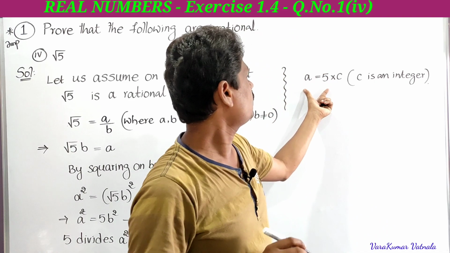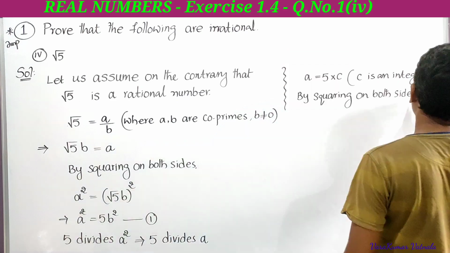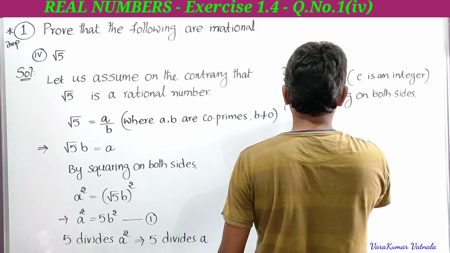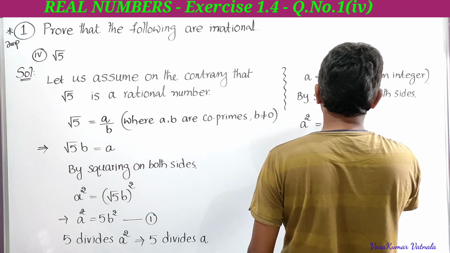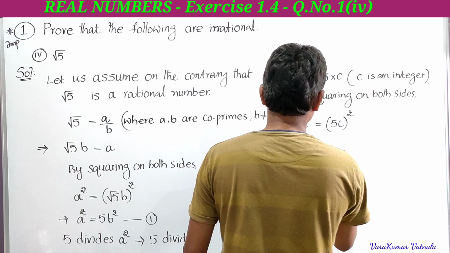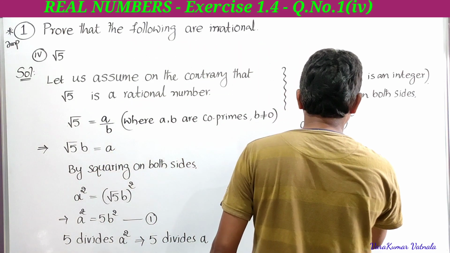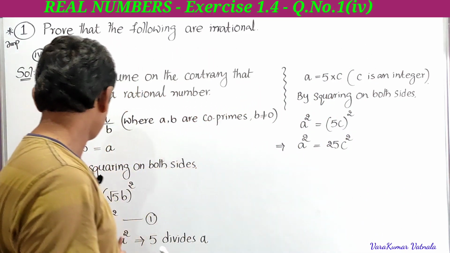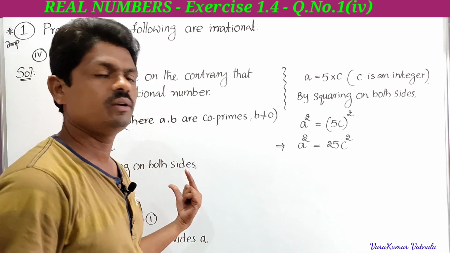Again, by squaring on both sides, on the left hand side we have a square. By squaring we get a square is equal to (5c) whole square, which we simplify further: a square is equal to 25c square. Here we have from equation 1, a square is equal to 5b square. So instead of a square I am writing 5b square.